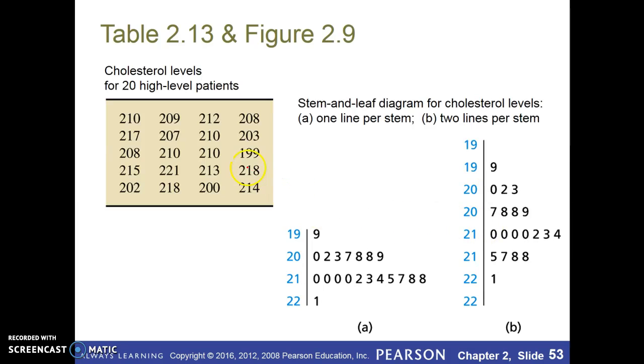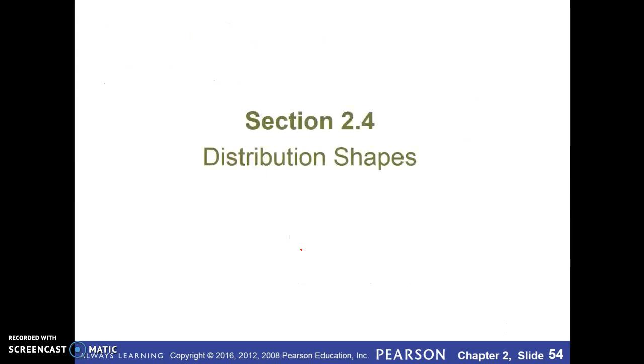So here's another one that talks about cholesterol. If you collect people's cholesterol, you can also put the first 2 digits, like 199 and 200 and 202 and so on. So you can have the stem be 2 digits as opposed to just 1 digit. And that would be another way to create a stem and leaf plot for information. And that's what 2.3 is about.